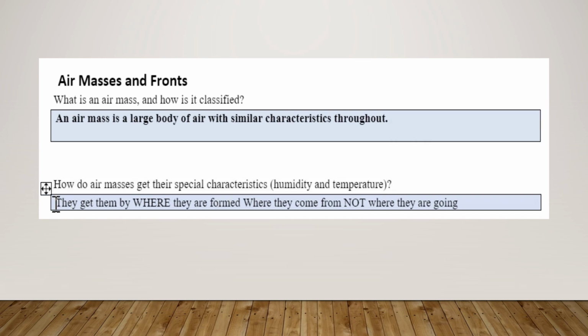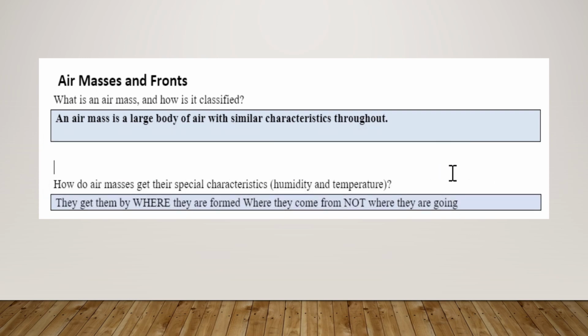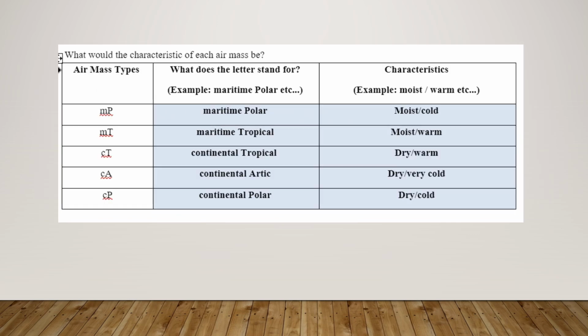They get them by where they are formed, not where they are going. So make sure you understand. Look at the air mass. Where is it? Do not look at the arrows. It doesn't matter where it's going, only where it's coming from. All right, knowing that we classify by where it comes from, let's look at it.